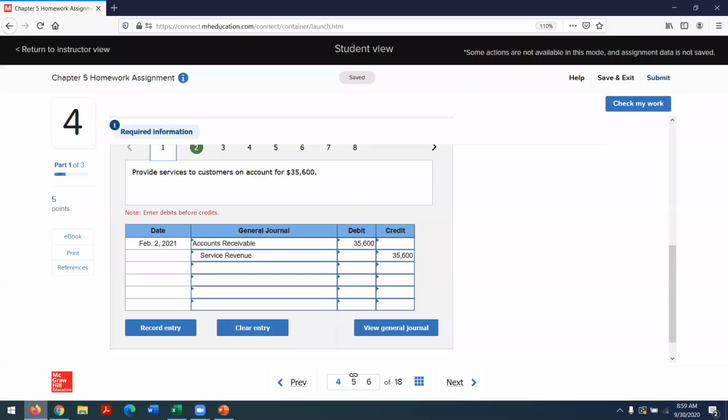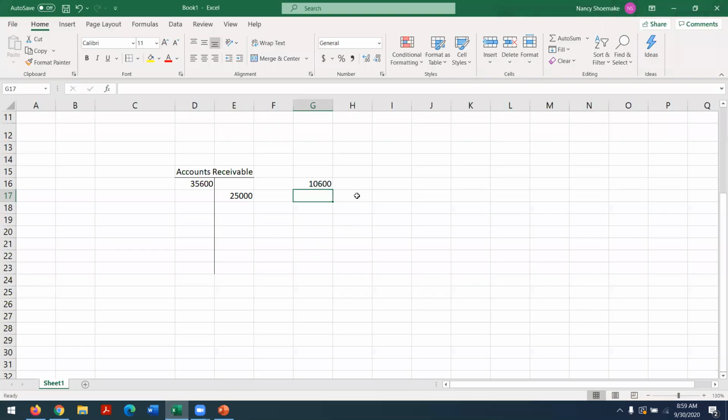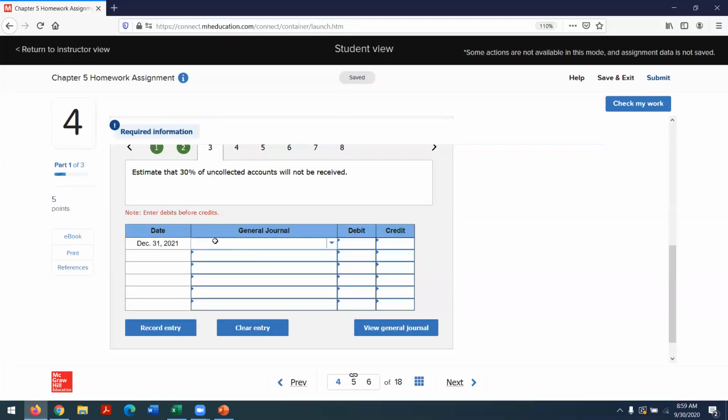And it told us that 30% of the uncollectible accounts will not be received. So 30% of 10,600 is 3,180. What are we going to do to show this allowance for uncollectibles? Bad debt expense. We debit bad debt expense for $3,180, and then we credit the allowance for uncollectible accounts for $3,180. Excellent. Okay.